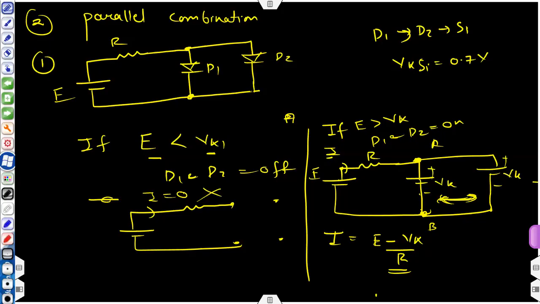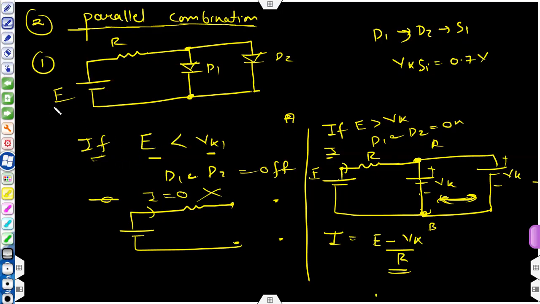So in the last class, we started discussing the application of PN junction diode. We discussed load line, and after that we were discussing series and parallel combination. This was the last thing that we discussed: parallel combination of two diodes, D1 and D2, where D1 and D2 both are silicon diodes.